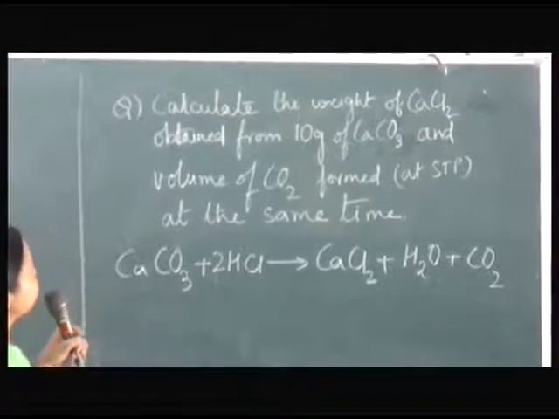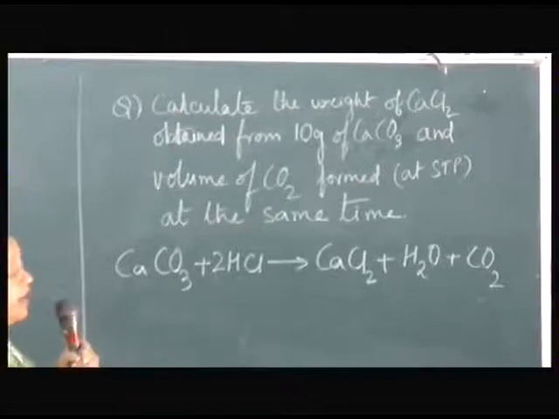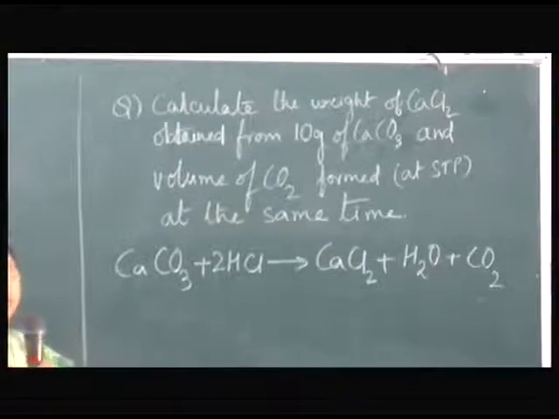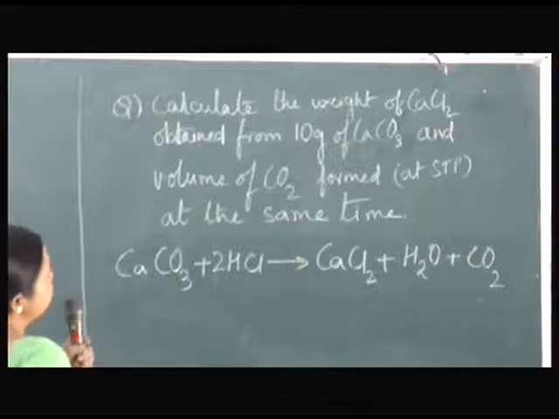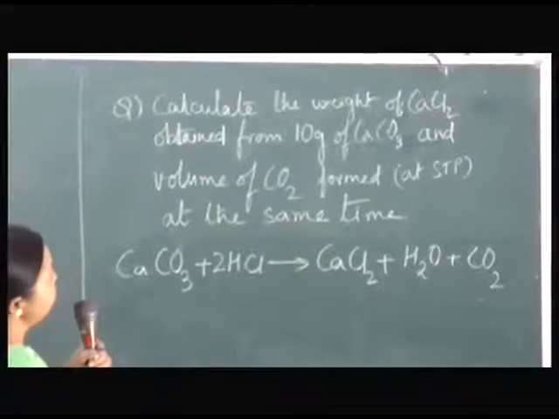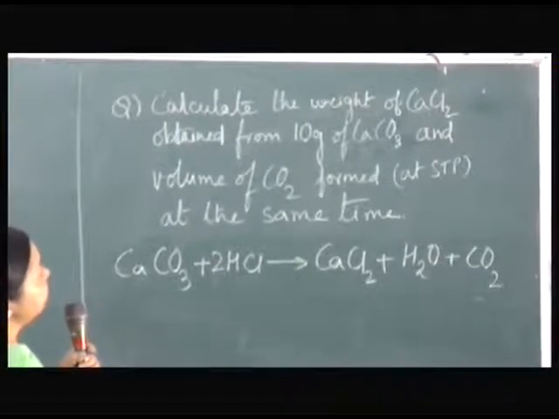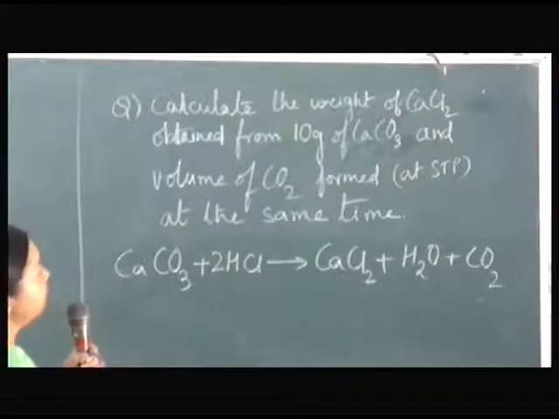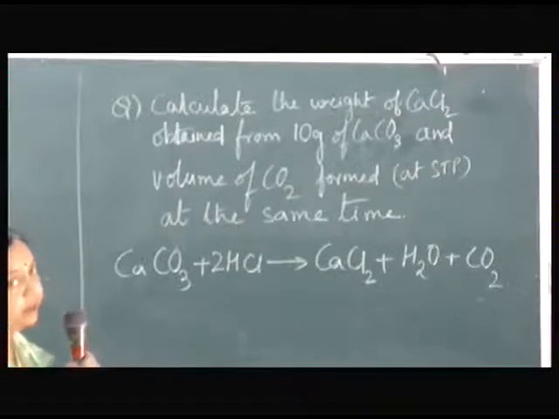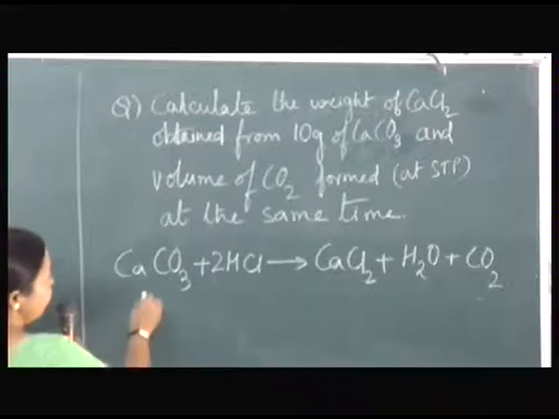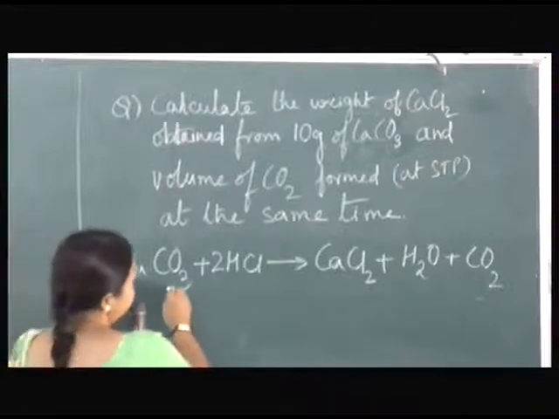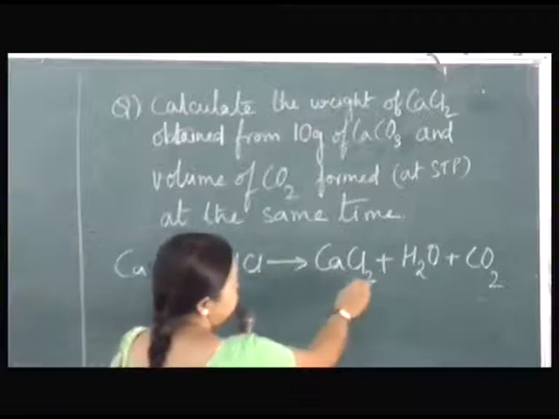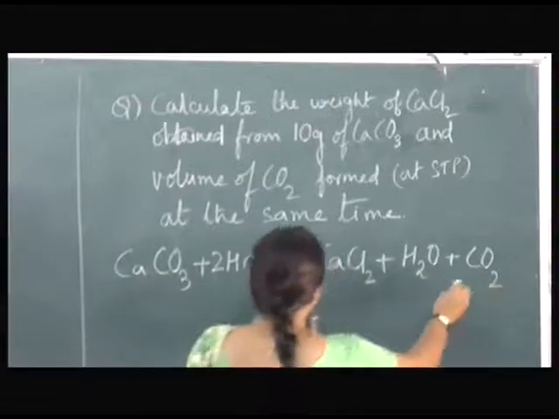The next numerical is on the mass-volume relationship. Calculate the weight of calcium chloride obtained from 10 grams of calcium carbonate and the volume of CO2 formed at STP at the same time. So the equation is given: calcium carbonate reacting with 2HCl forming calcium chloride, water and carbon dioxide.